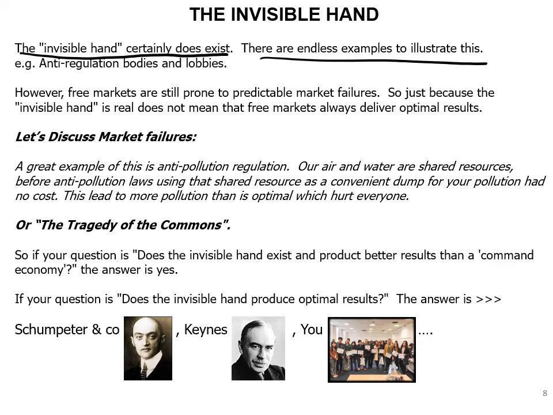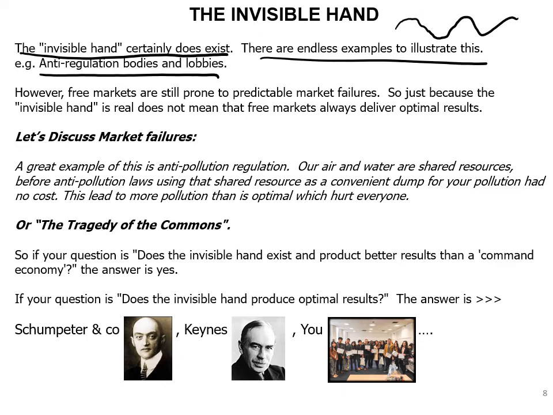Okay, for instance, if we left the mobile phone companies for the government to regulate, we probably wouldn't have had as much innovation as we do. Okay, so there are anti-regulation bodies and lobbies, and we know that this exists. But we know that free markets are prone to predictable market failures. Look at the stock market, for instance. It goes up, it comes down. Look at your typical business cycle, all right? You have a boom, then a recession, then a depression, then you have growth again, okay? So there are ups and downs, right?